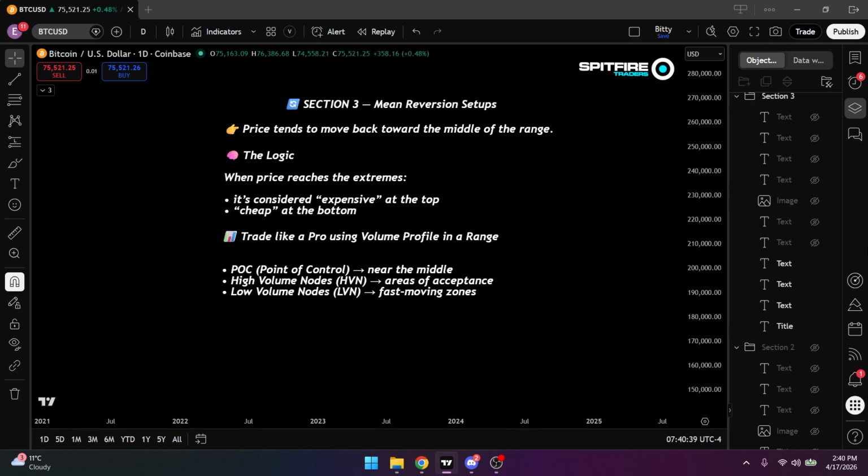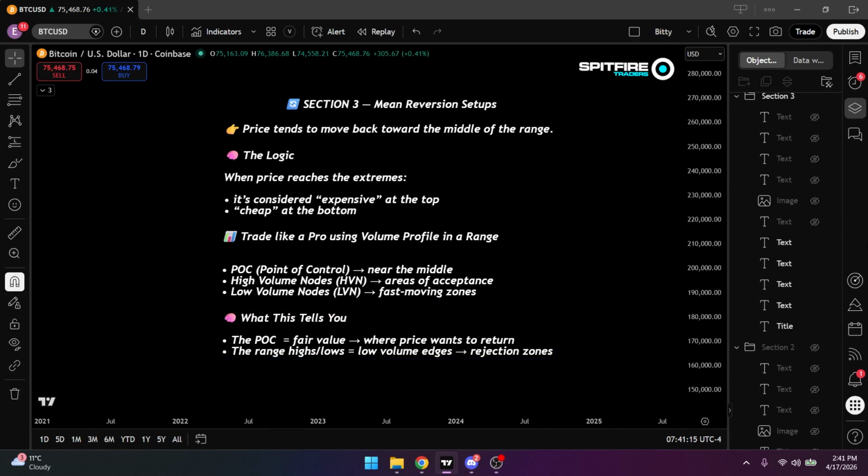Now, this is where your edge becomes much stronger. When you apply a volume profile to the range, you'll see the point of control near the middle, high volume nodes, areas of acceptance, and low volume nodes, fast moving zones. This tells you the point of control, which is fair value, the zone where price wants to return, and the range highs and lows with low volume edges, which are areas of rejection.